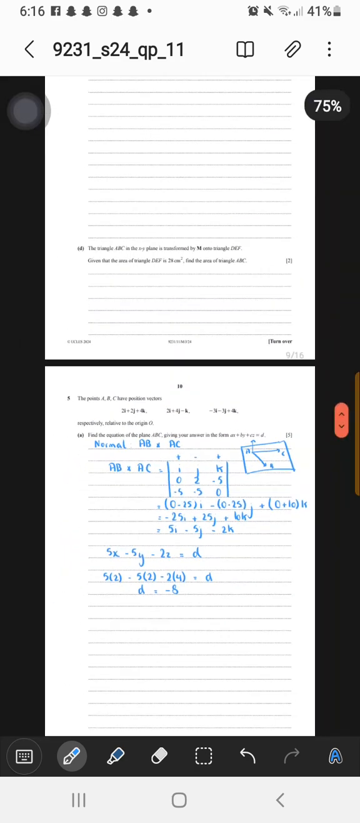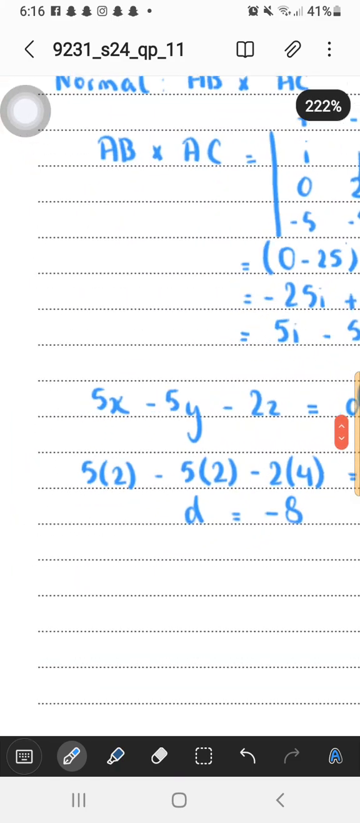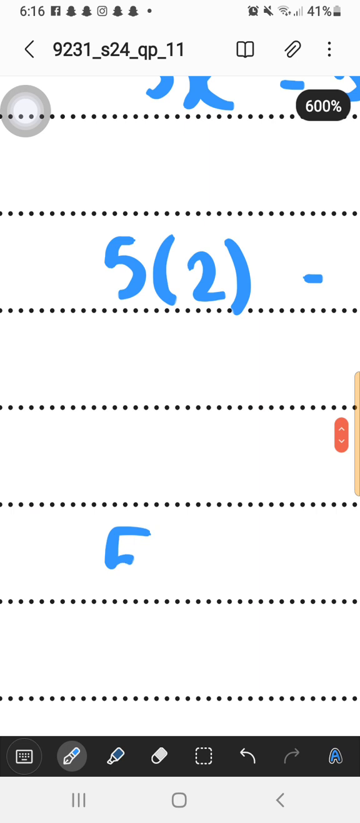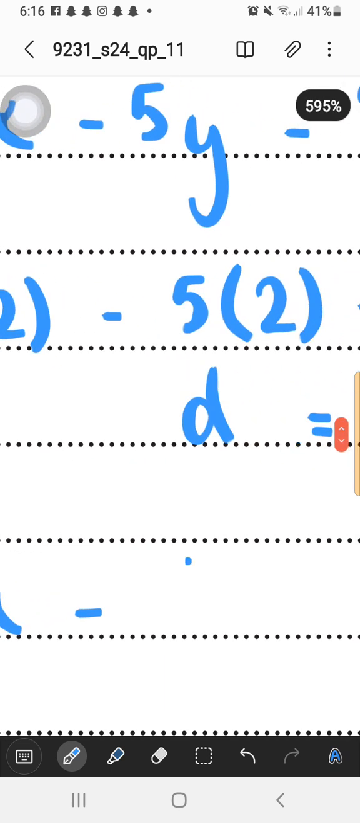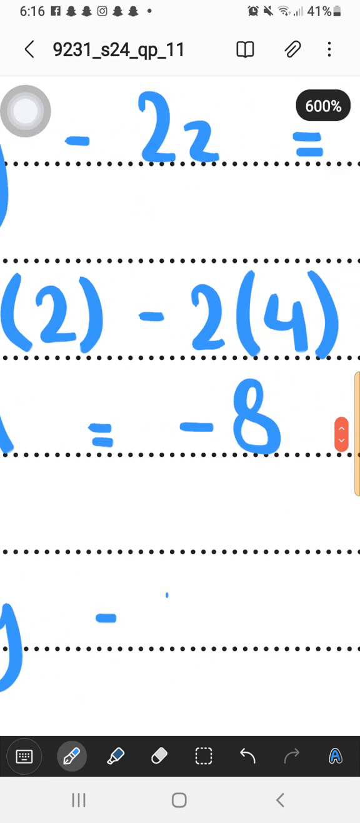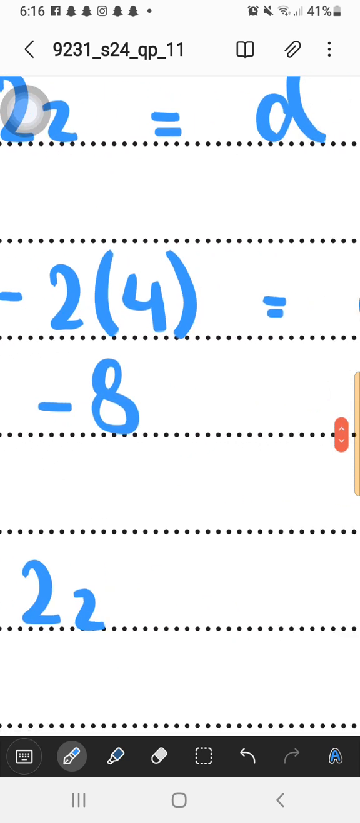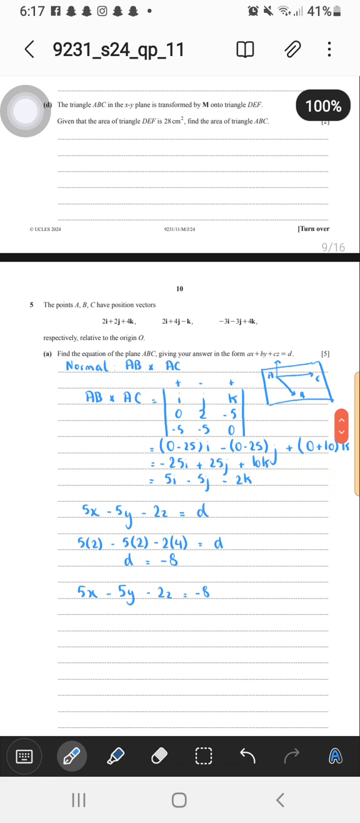Okay, so our equation is ready here. It is 5x minus 5y minus 2z is equal to minus 8. Okay, so this is our solution for these 5 marks of vectors part 1.